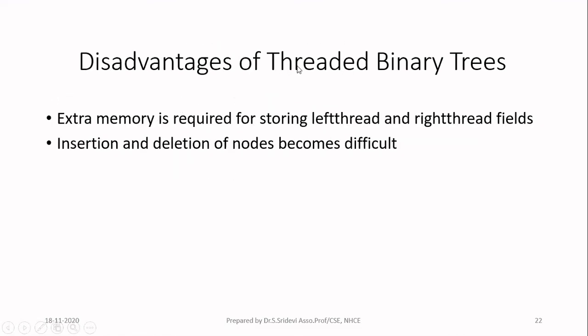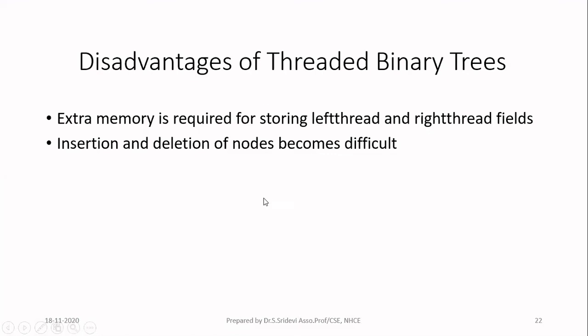Now let us focus on the disadvantages of threaded binary tree. As I told in the structure representation, for representing the double-threaded binary tree, we have totally 5 fields. If it is a normal tree, you will have only 3 fields, but now we have totally 5 fields. For storing the extra 2 fields, you will have extra memory requirement. So that is one disadvantage. So extra memory is required for storing the left thread and right thread fields. And then whenever you want to insert any node or delete any node, that process will be difficult when compared to a normal binary tree. So these are the disadvantages of double-threaded binary tree.